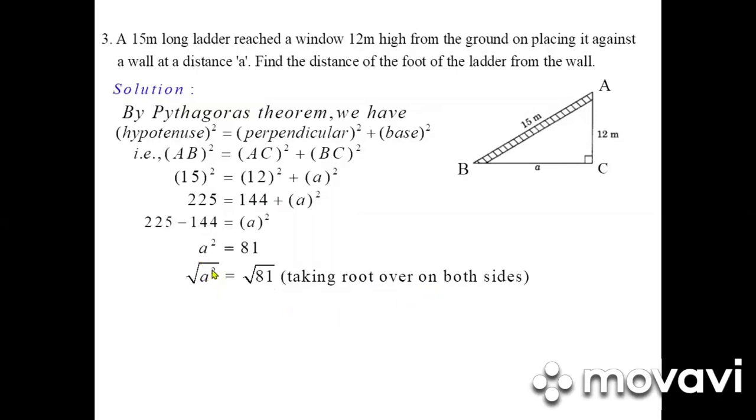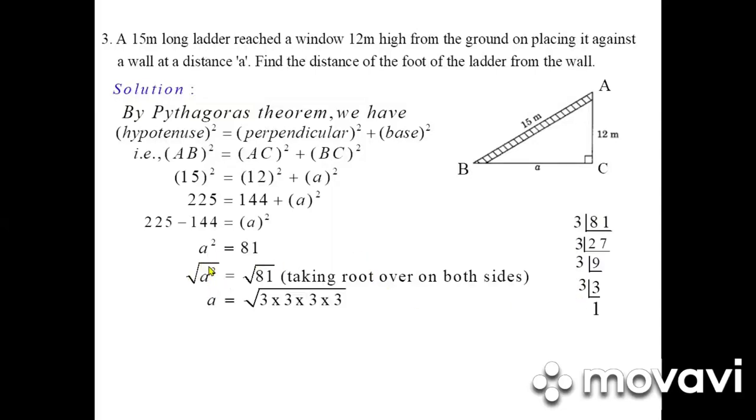Taking the square root on both sides, square root of S squared and square root of 81. Taking the square root of 81 by the prime factorization method: 81 is divisible by 3. 3 divides 81, we get 27. 27 divided by 3, we get 9. 9 divided by 3, we get 3. 3 divided by 3, we get 1. So the prime factors of 81 are 3 into 3 into 3 into 3.